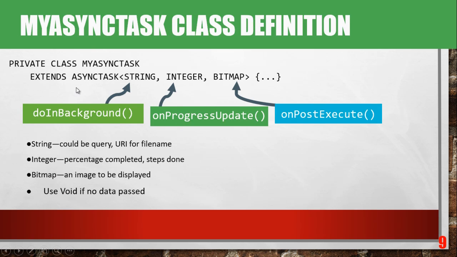So this is a basic definition of an AsyncTask class, and the first parameter is a string because you want to do some work in the background, and you specify the type for doInBackground as a string here, and for onProgressUpdate the integer because you want to update your UI by using some integer value, and for onPostExecute is where you have the image that has been downloaded in the form of bitmap. String could be a query, URI or file name, integer the percentage that has been completed by your background thread, and bitmap an image to be displayed after it is downloaded from the internet by using doInBackground.